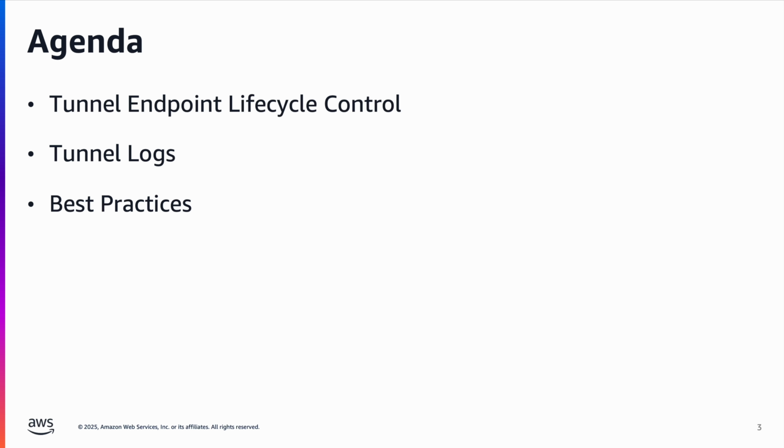In this video, we will explore two important features of AWS Site-to-Site VPN connection. First, we will talk about Tunnel Endpoint Lifecycle Control and how to enable it on the AWS console. Second, we will check out how to configure tunnel logs on your AWS VPN connection and work with them in AWS CloudWatch. Finally, we will look at the best practices around these features. And now I will hand over to Sankalp to get started.